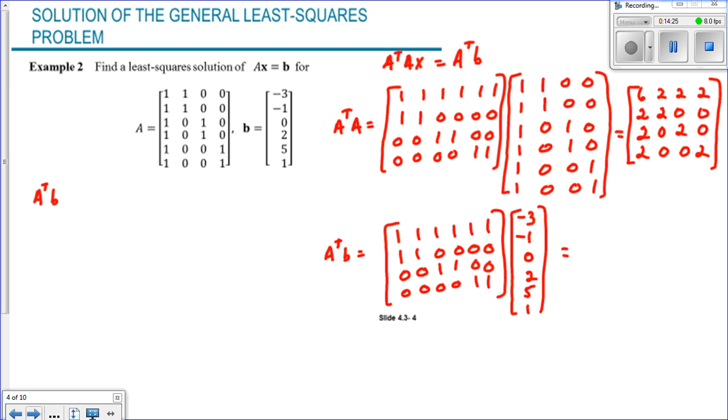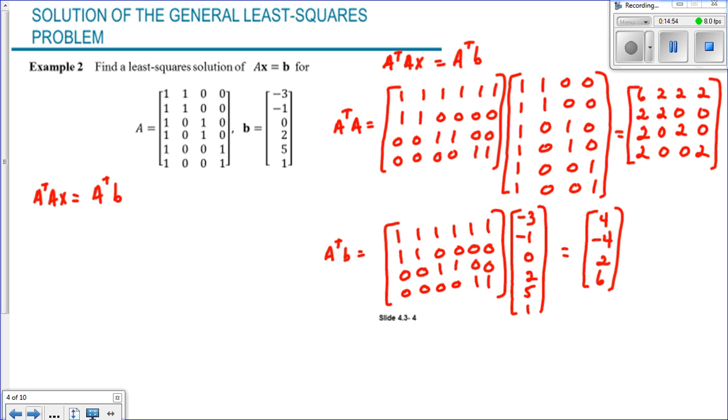Okay, so I expect a 4 by 1 here. Just add all of them. Add the first 2 is negative 4. Third and fourth is 2, and the last 2 is 6. Okay, so now we have A transpose A x equal A transpose b.